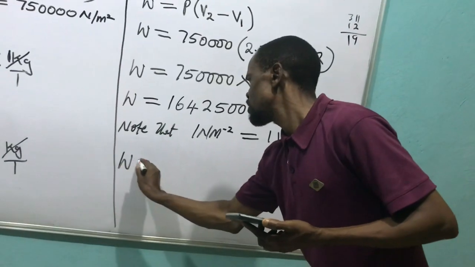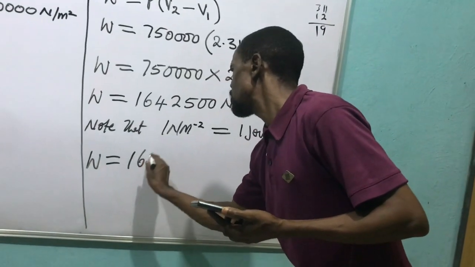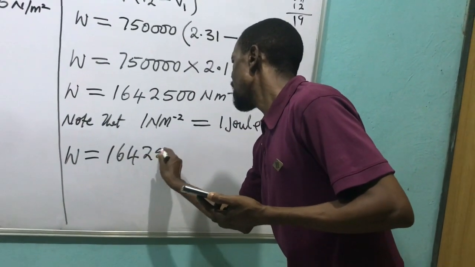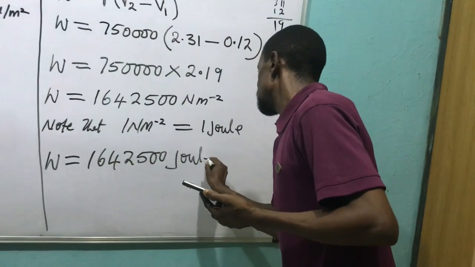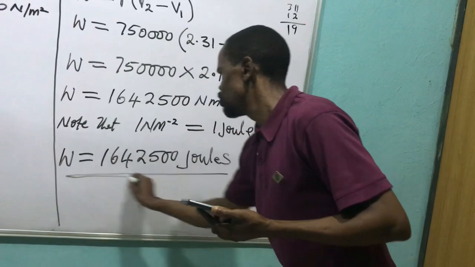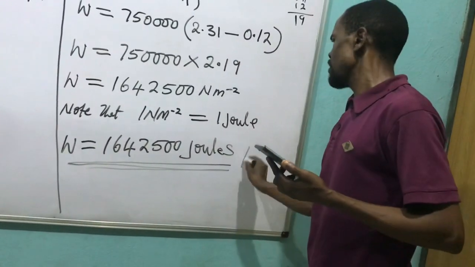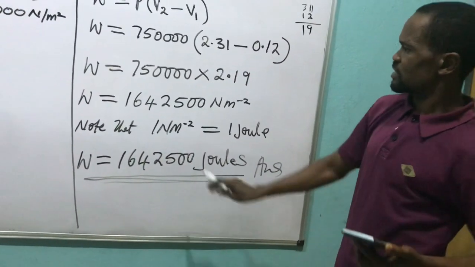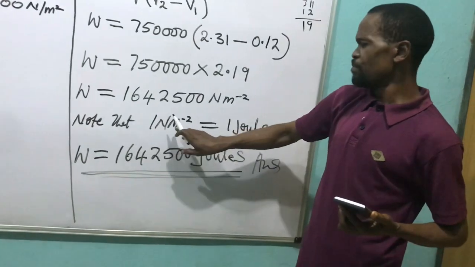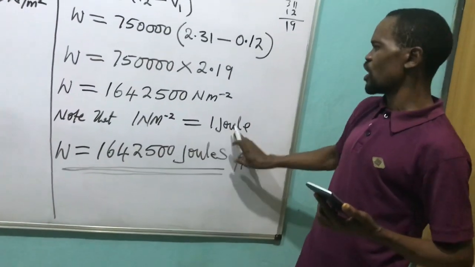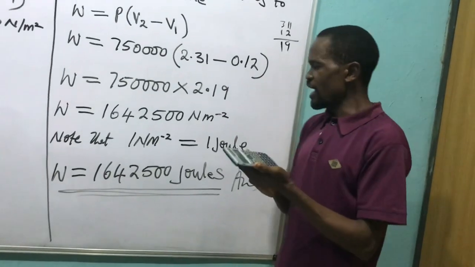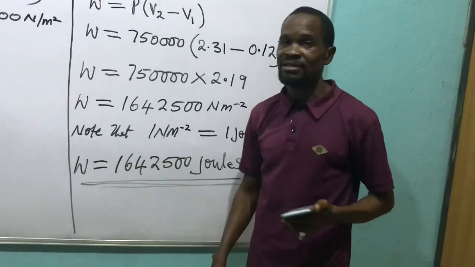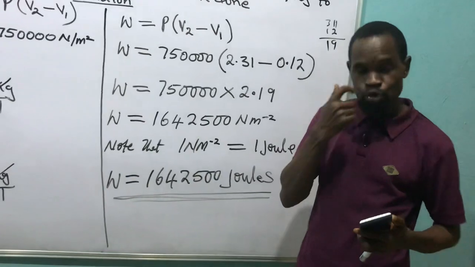Therefore, this is equal to 1,642,500 joule. And that gives me my answer. That's 1 Newton meter is equal to 1 joule, so this is in joule. So this is our answer. That's what we have for you today.